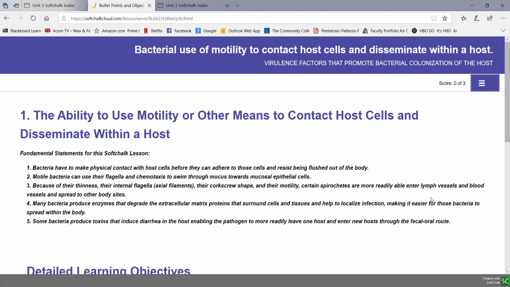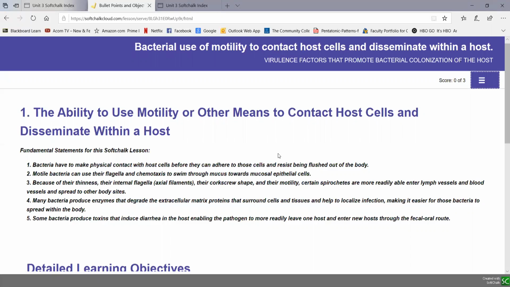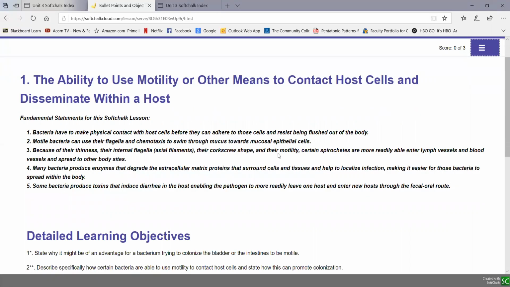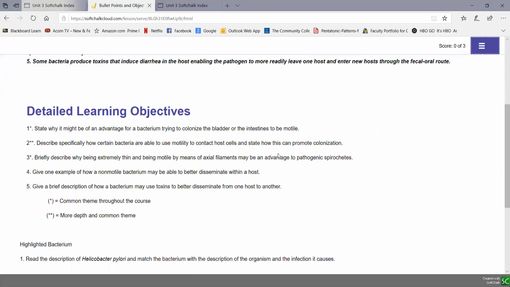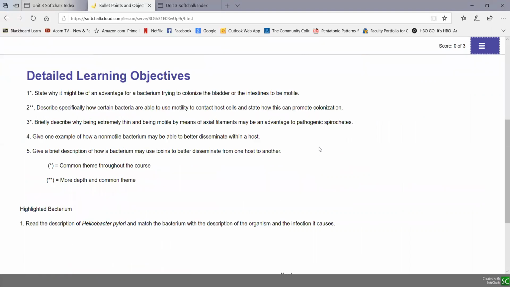So in this SoftChalk lesson, we're going to be looking at the ability to use motility and some other means to contact host cells and possibly to disseminate within the host. As always, make sure you start out by reading your fundamental statements or bullet points for this SoftChalk lesson, and make sure you learn the detailed learning objectives that you'll be tested on for our Unit 3 exam. Also, beginning with this lecture, we're going to see some more highlighted bacteria like we did in Unit 1 that will appear on the exam. And the highlighted bacterium for this SoftChalk lesson will be Helicobacter pylori.